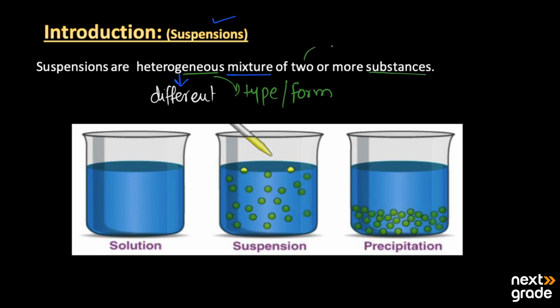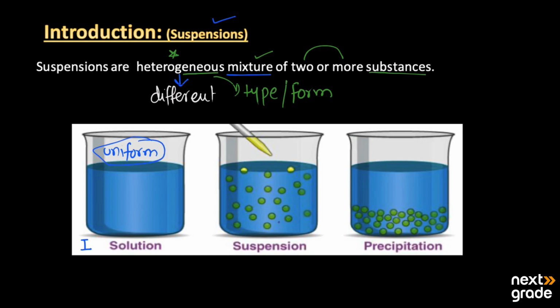When we dissolve two or more substances, we gain a mixture, and the type of this mixture is heterogeneous. Heterogeneous means it has different forms. These are known as suspensions. Let's have an example. In the first one, we have a solution. We cannot see any different particles in it. It is a mixture that has uniform composition. Its composition is uniform throughout.